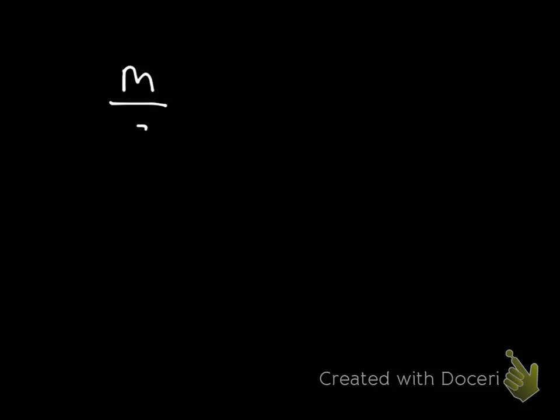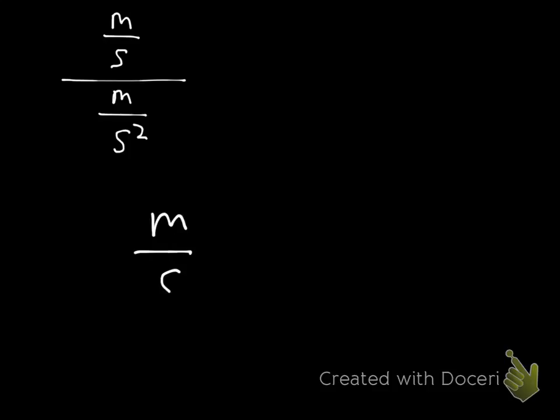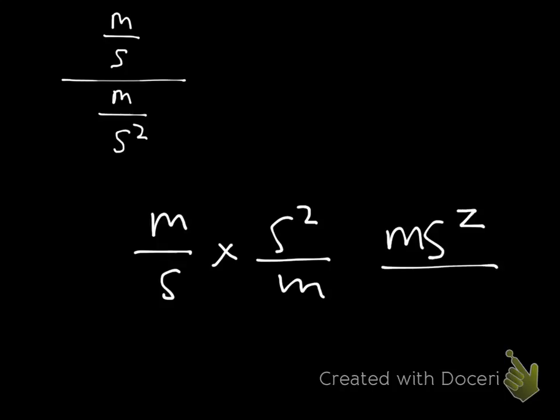So if I have meters per second divided by meters per second squared, what's the rule for dividing fractions? Invert and multiply. That makes life so much easier. That becomes meters over second times second squared over meters. To perform that function, invert and multiply. So now you have meters second squared over meter seconds. We end up with seconds.